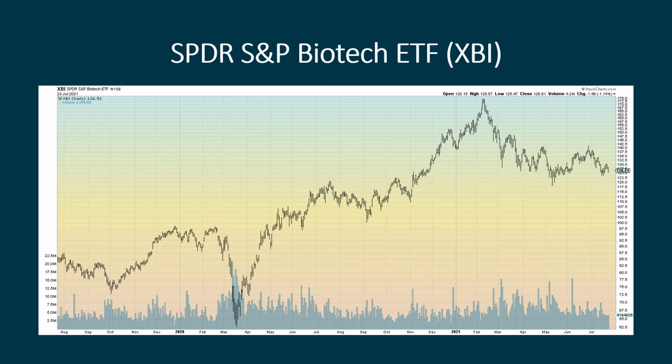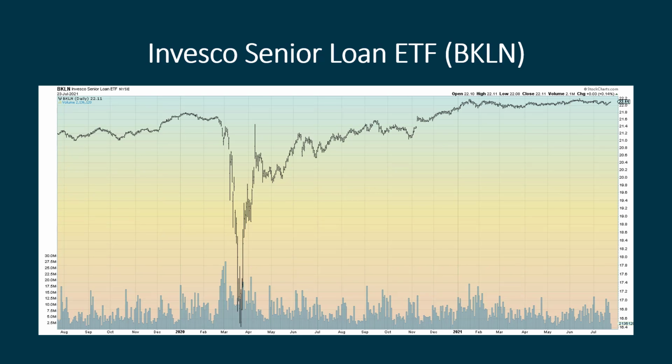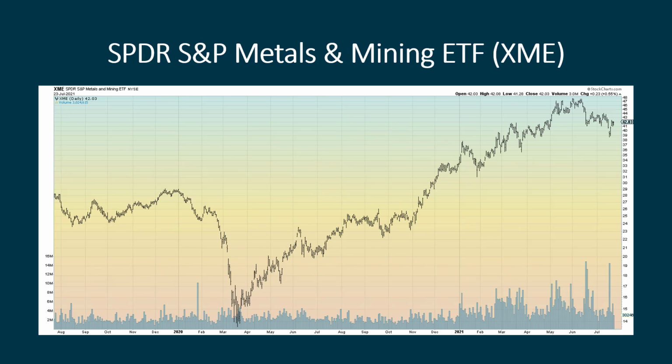Then here's the S&P Biotech ETF. I also have the Invesco Senior Loan ETF. You can see it really got hit during the COVID plunge and then pretty much went back up to where it was before and has been going sideways. Here's another one, the S&P Metals and Mining ETF, symbol XME. I'm not saying any of these to endorse them or to recommend them. I just went through and found a list of 10 or 11 that had the highest average volume, and these are the charts that I'm showing you.